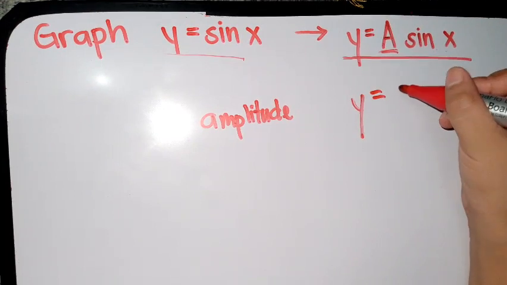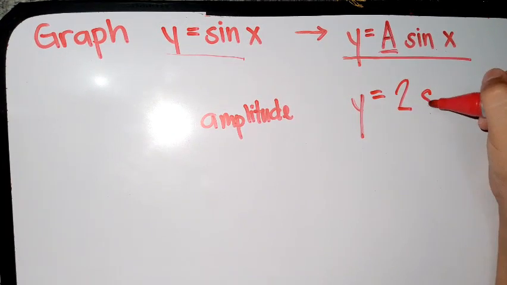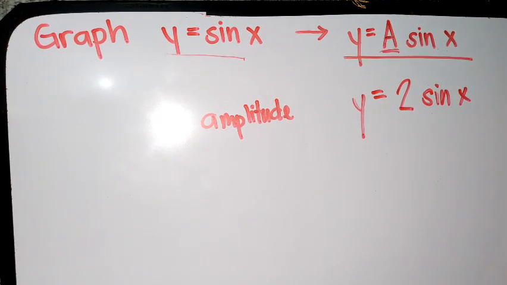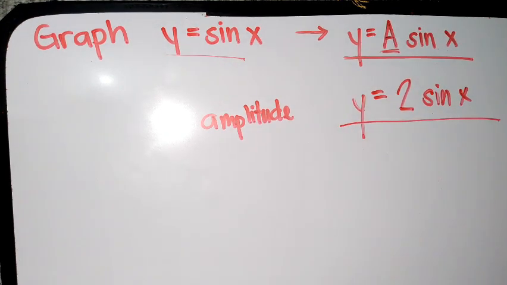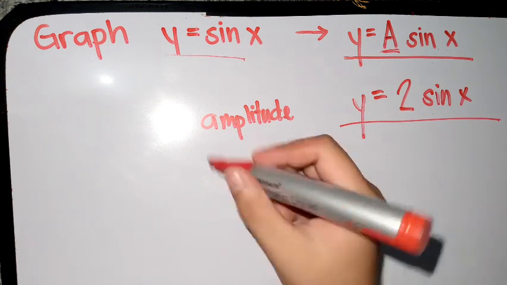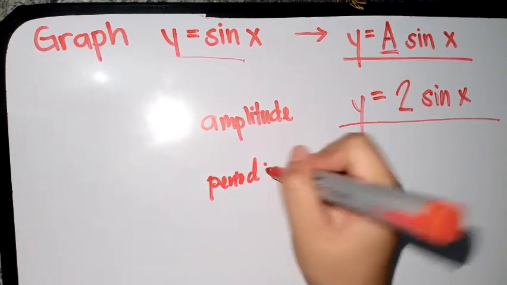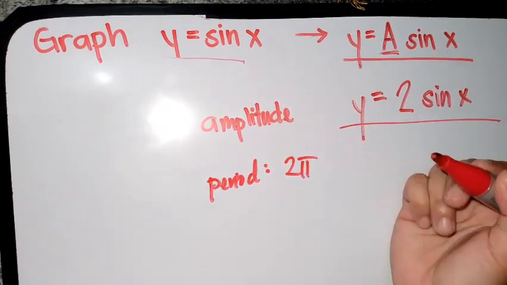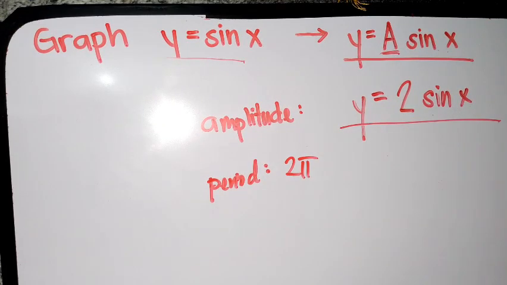y = 2 sin x. So in graphing y = 2 sin x, step 1, we need to first find the period. The period is still 2 pi, and the amplitude is 2. Next step, I'm going to find the x values for the 5 key points that we're going to use in graphing y = 2 sin x.